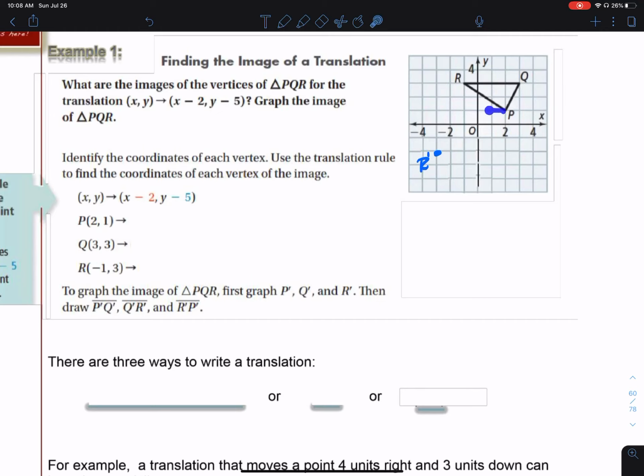Left 2, 1, 2, and down 5, 1, 2, 3, 4, 5, right here is where P prime is. Q, left 2, 1, 2, and down 5, 1, 2, 3, 4, 5, puts us right here. So that we end up with this triangle, which theoretically is identical to the original one.